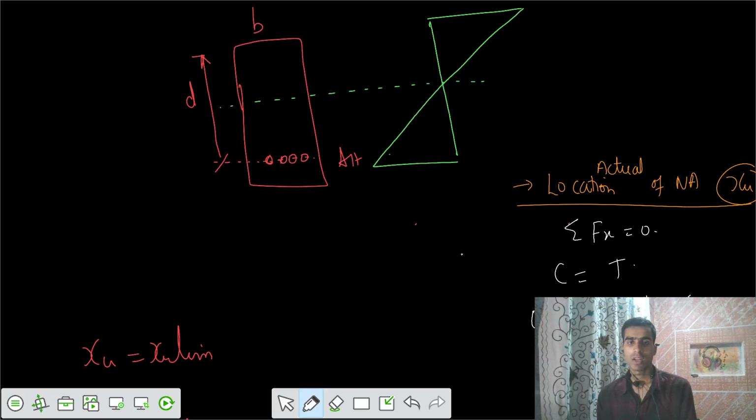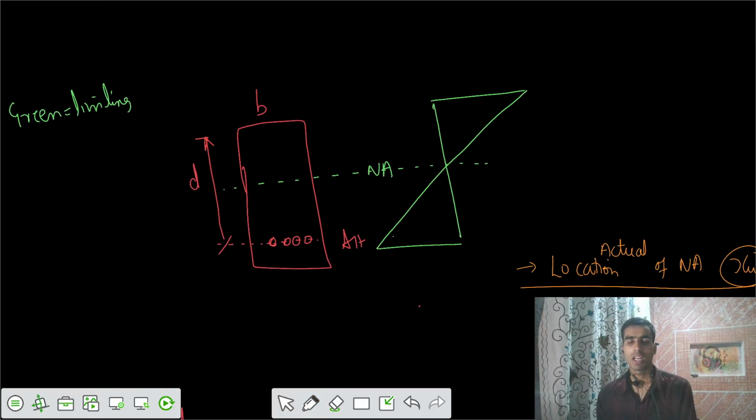This was for the condition of limiting. So let's write green as limiting condition. Green is equal to limiting condition. I would say this was the neutral axis, the initial neutral axis. For the green condition, that's your limiting condition.